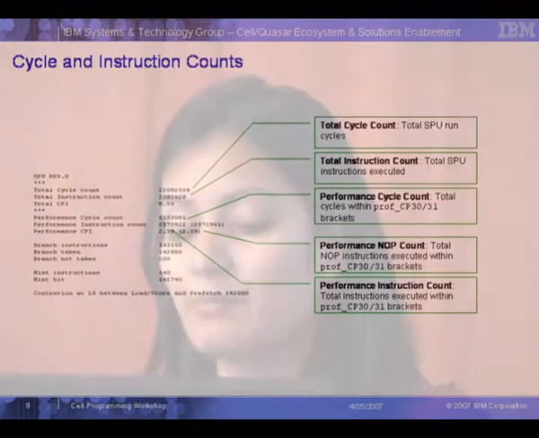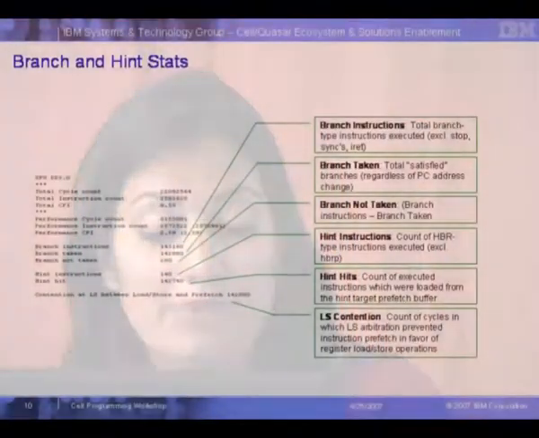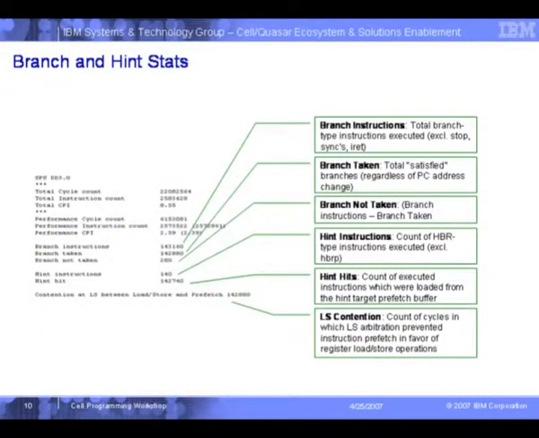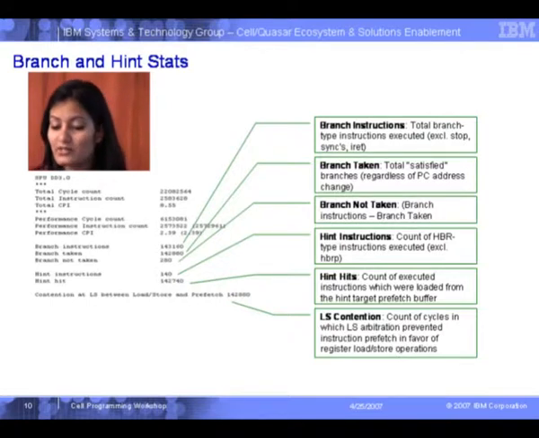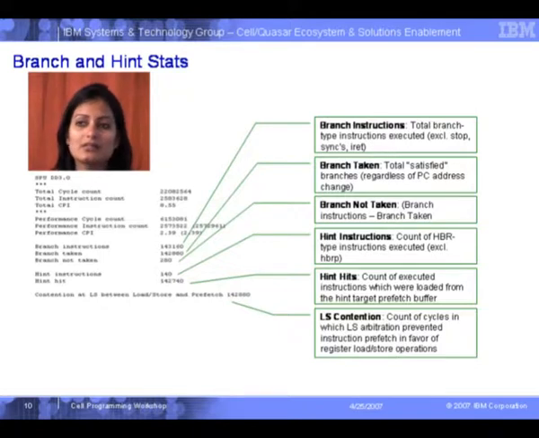And then you can also get performance no-op count, and you can also get performance instruction count. You can also get branch and hint statistics. So you have all these. The total number of branch instructions is 143,000 over here, right? So you have taken these many branches. No wonder the cycle count over here is so high, 8.55. Branches not taken is 280. So you can get all these statistics that determine the nature of your code.